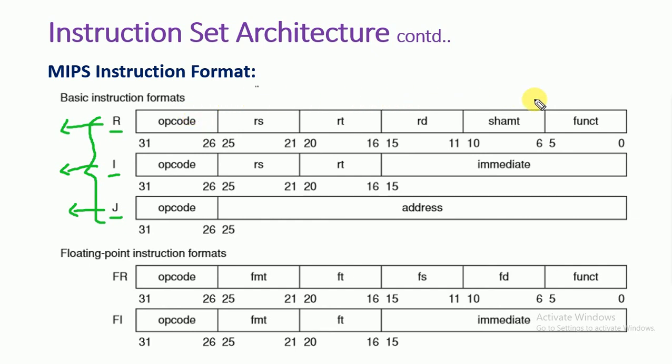Now we look at an example of the I instruction. What is the difference here? Here the last bits are for the opcode, similar to the previous one. Then we have the source register, then the second register, 2 registers, then we have the immediate value.